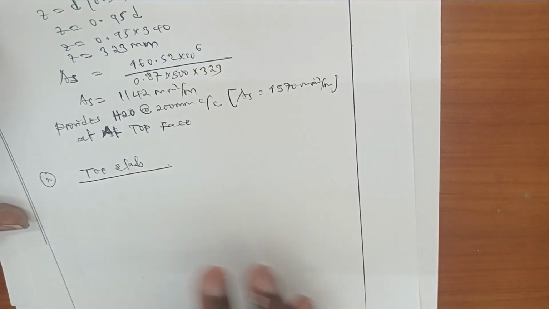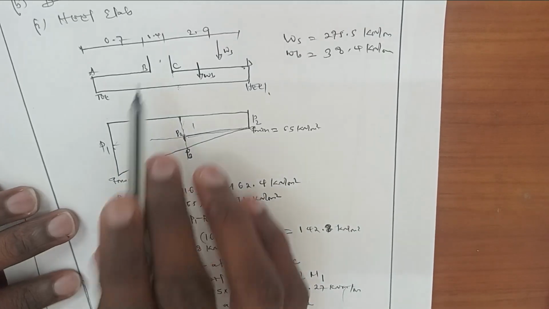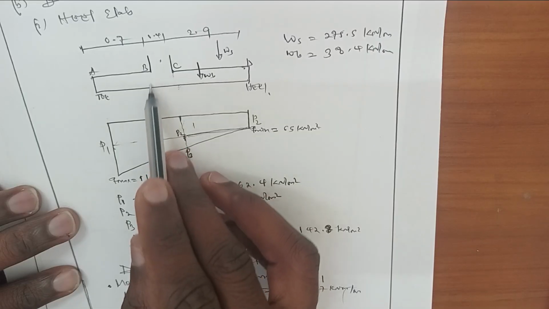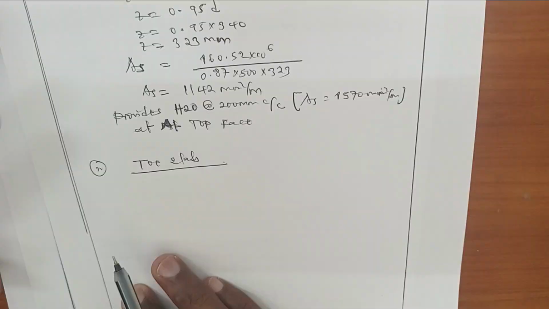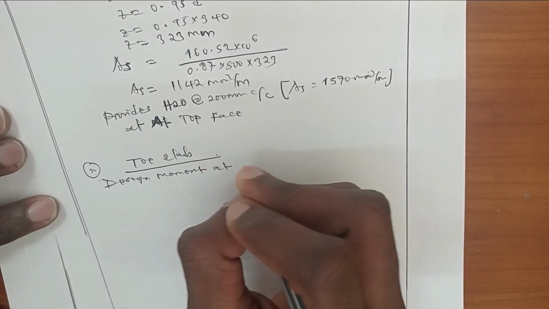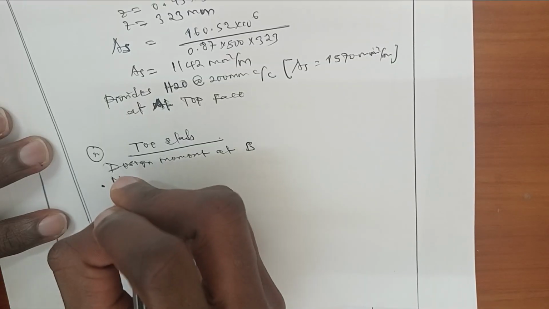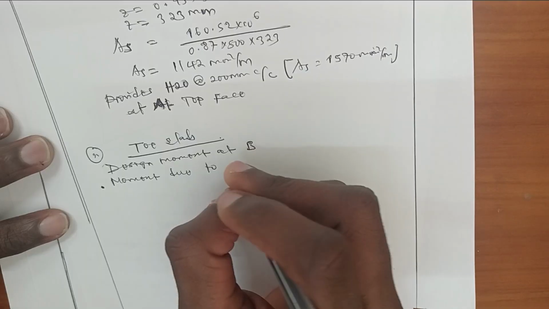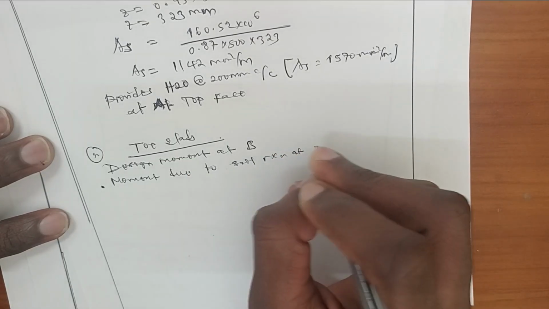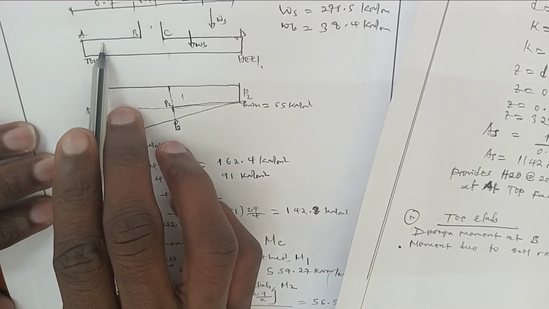To obtain the design moment, because it is fixed, the maximum pressure acts at point B. So we find the maximum design moment at the fixed point, which is point B. The design moment at point B is obtained by taking the moment due to the upward soil reaction at the toe.